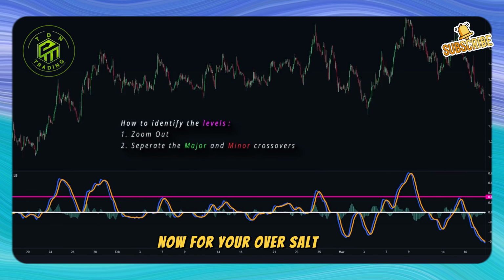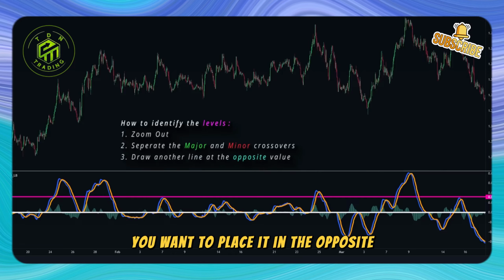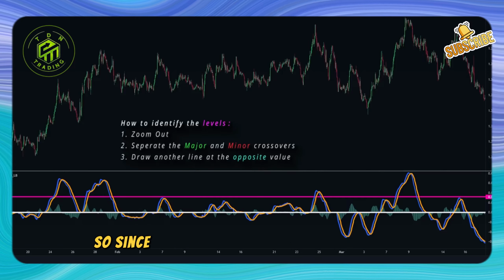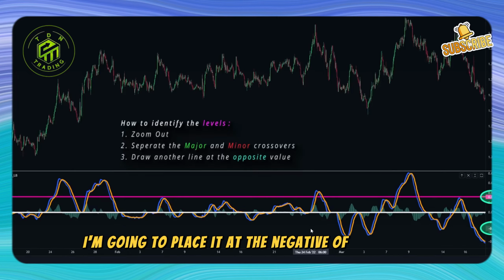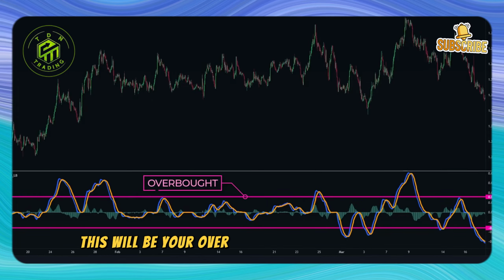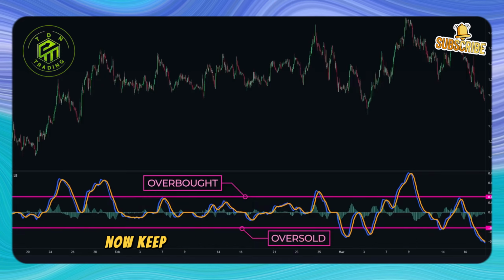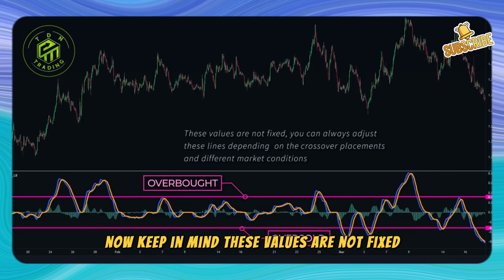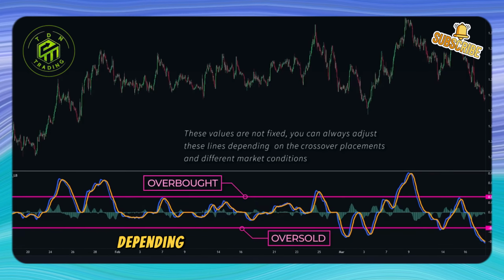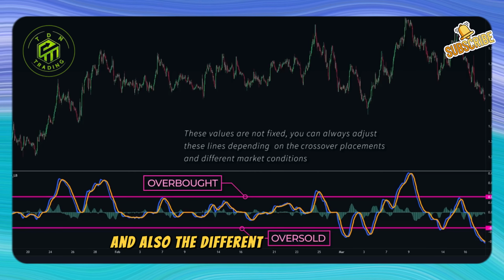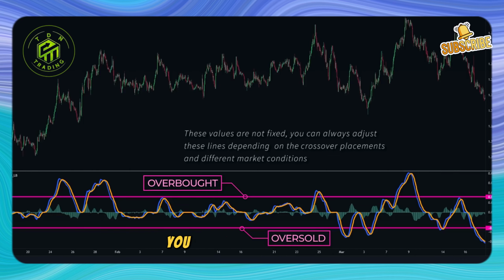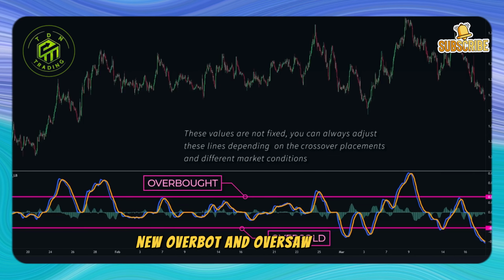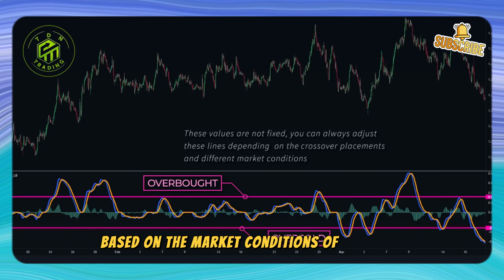Now for your oversold line, you want to place it at the opposite of your overbought line. So since your overbought line is at this value, I'm going to place it at the negative of that value. And so this will be your overbought and oversold levels. Now keep in mind, these values are not fixed. You can always adjust these lines depending on the crossover placements and also the different market conditions. So if you want to use this indicator on another pair, you would need to adjust new overbought and oversold levels based on the market conditions of that pair.